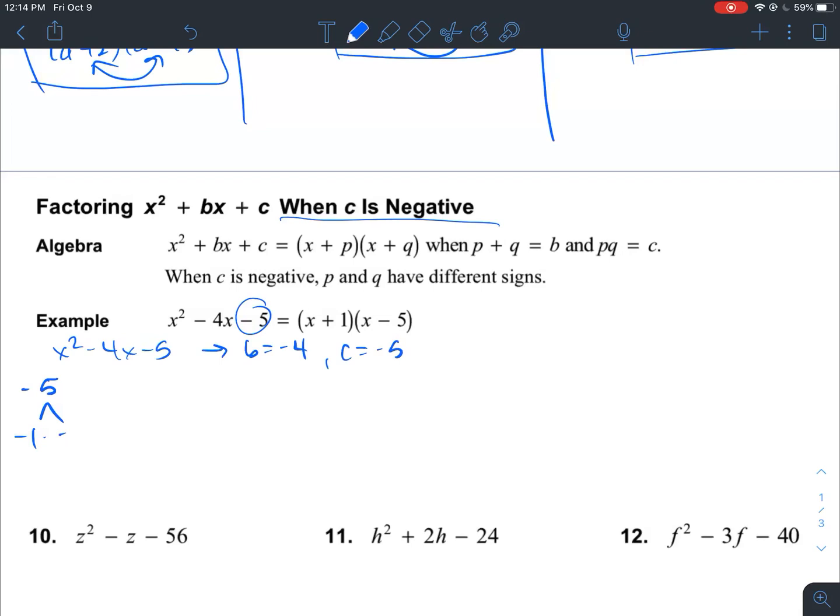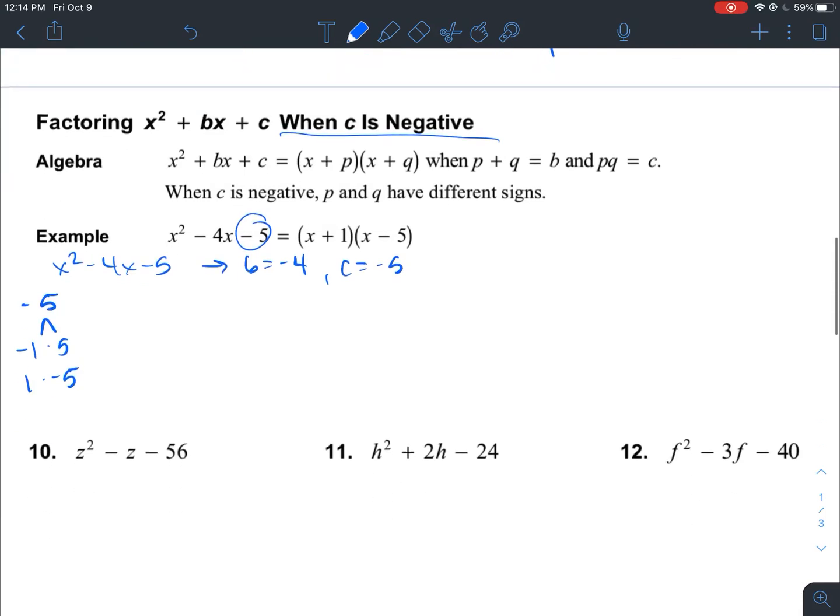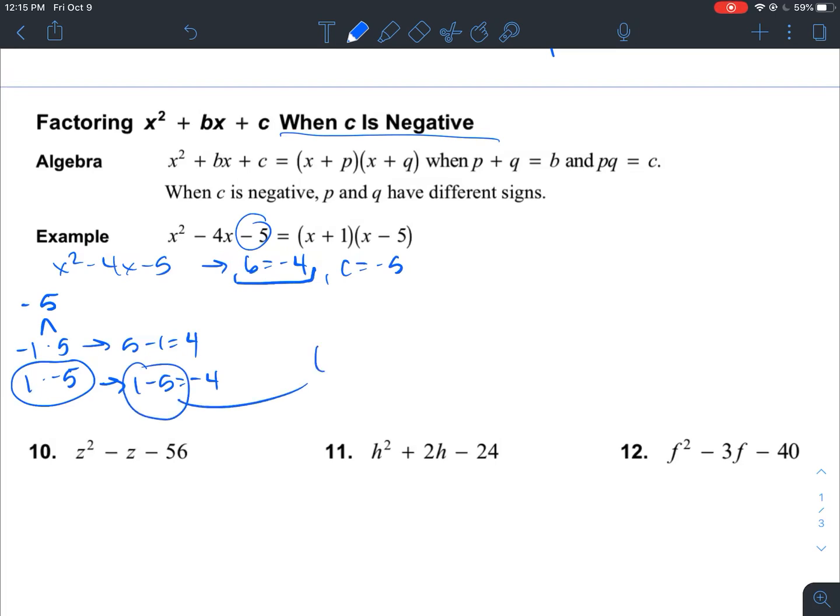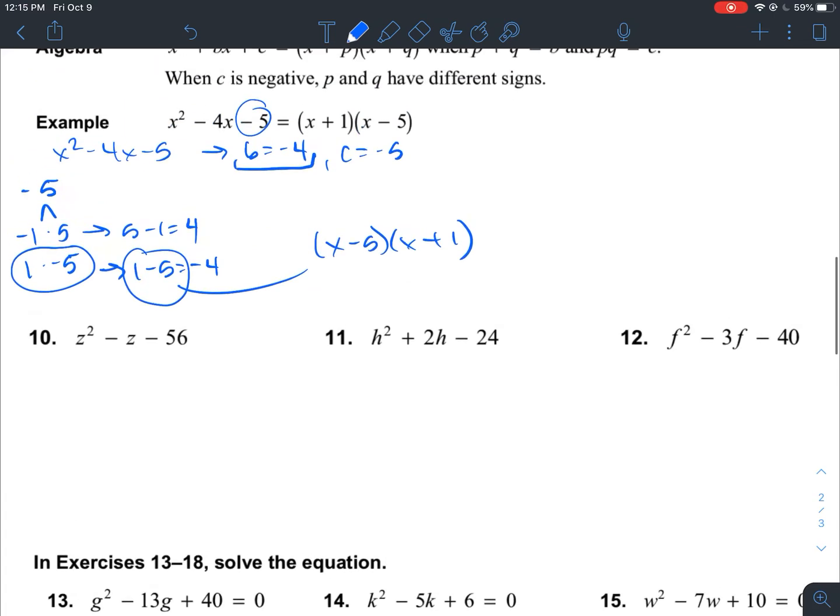No, I had it right before. Sorry about that. So it has to be either negative 1, positive 5, or 1 and negative 5. So do any of these add to be negative 4? So that would have to be this one right here. 5 and negative 1, so 5 minus 1 is equal to positive 4, but 1 minus 5 is equal to negative 4. So right there, 1 and negative 5, so our factors will have to be x minus 5 and x plus 1. So let's do more examples.